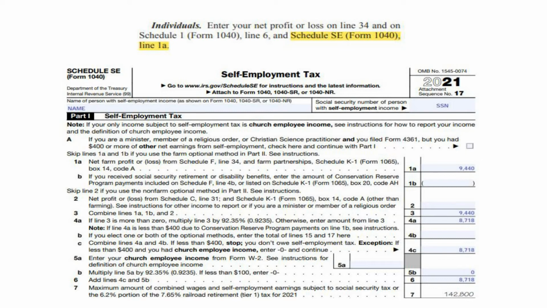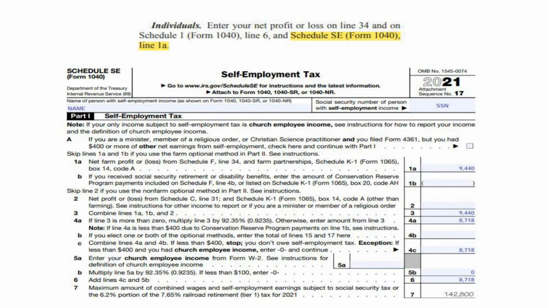On line 1A, put your profit of $9,440. Carry that down to line 3, as you won't have an amount on line 1B or 2. On line 4A, multiply line 3 by 92.35%, which will give you $8,718. Carry that down to line C, as you will not be electing to use one or both of the optional methods.